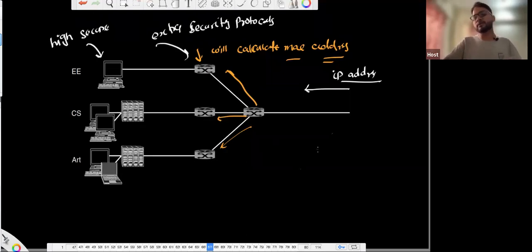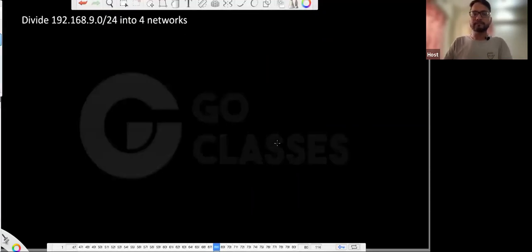So basically there could be some other requirements also, but subnetting is used to divide a network into different parts, such that the router is not directly connected to the hosts that it was connected to earlier. Instead it will be connected to some other forwarding device. Okay, so let's just see how it works.